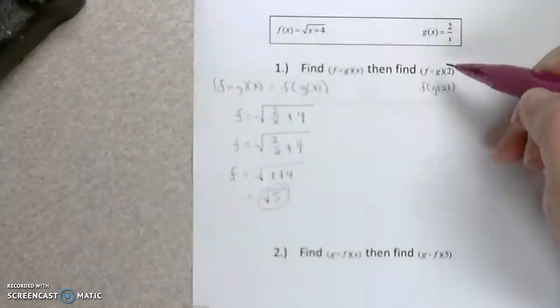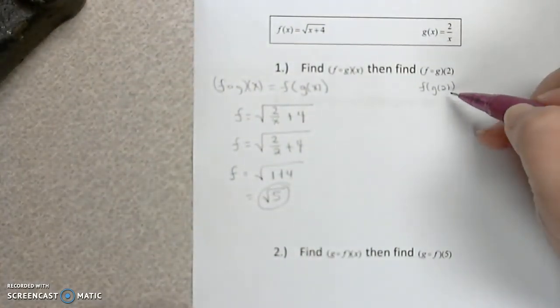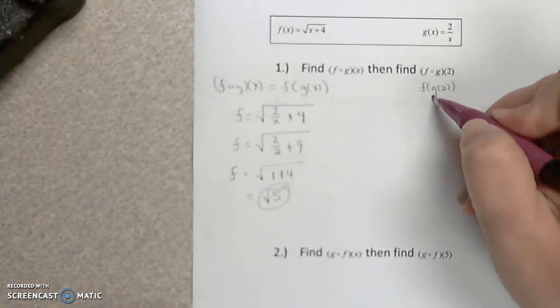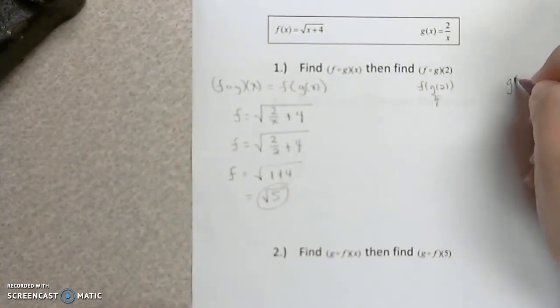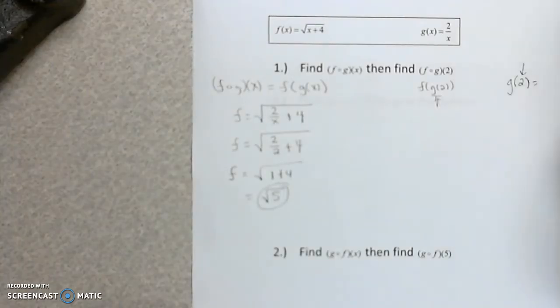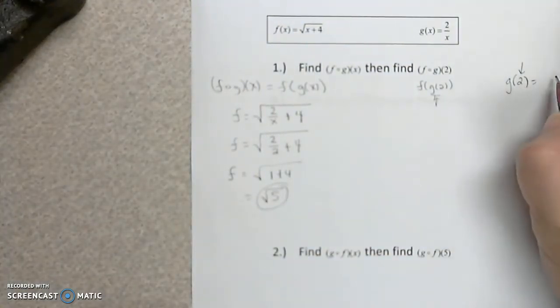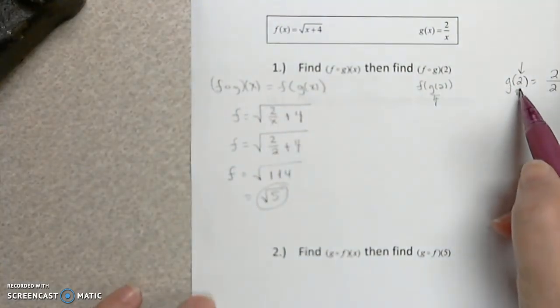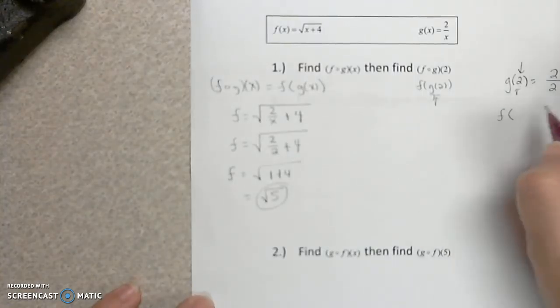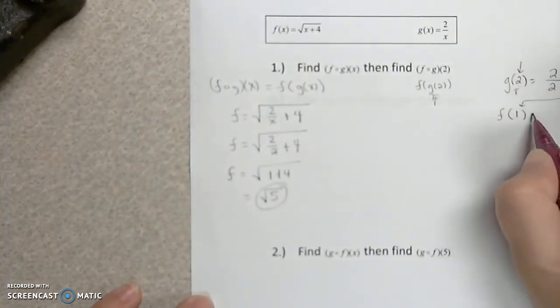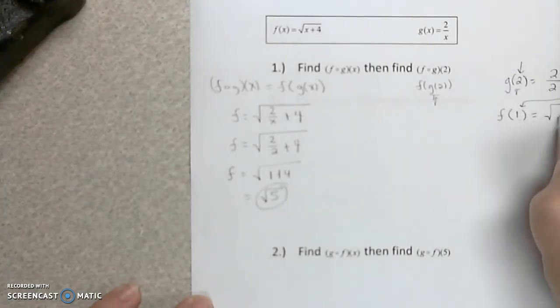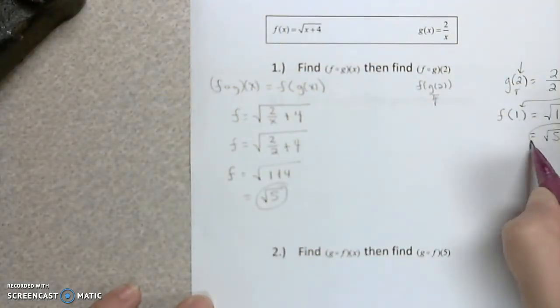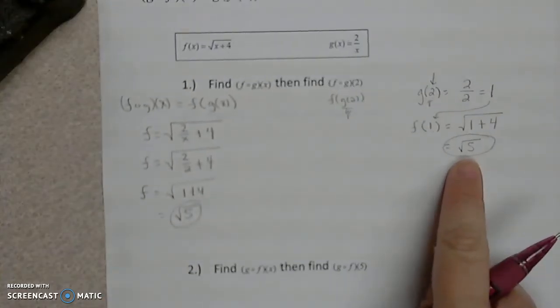Also, if I'm given f of g of 2, written like this, we know what g of 2 means. That means to take the value 2 and fill it in for x. So if I found that value by replacing every x with a 2, I would find that the value of the function g is 1 when x is 2. Now I can take this value and fill it into function f. So everywhere there's an x, I'm now going to put a 1. So 1 plus 4 would give me the square root of 5. So either method would work.